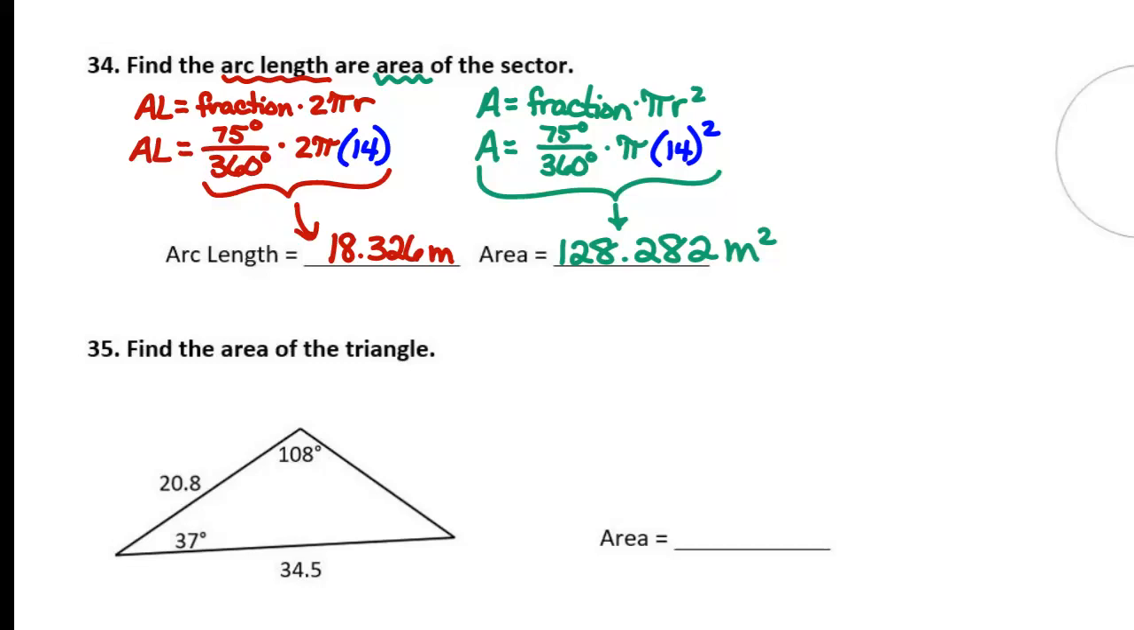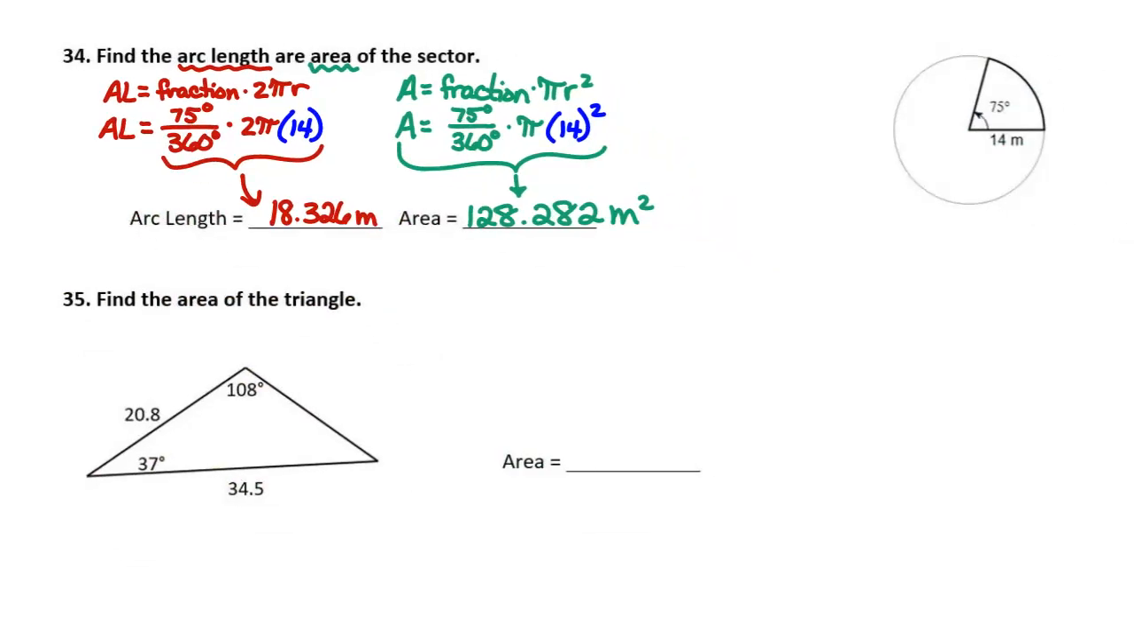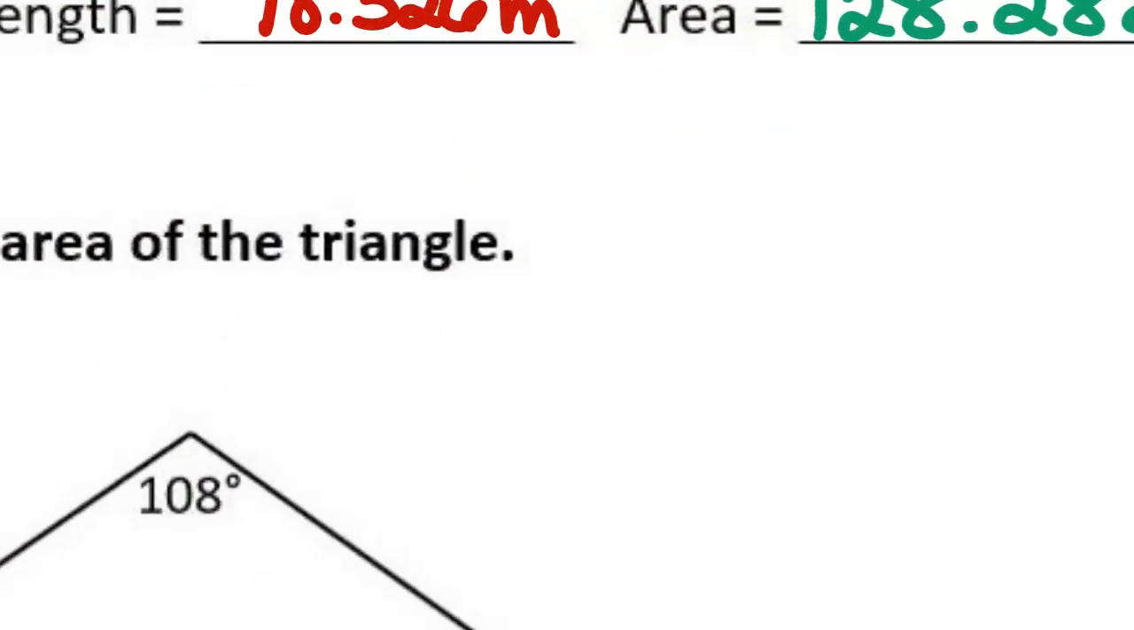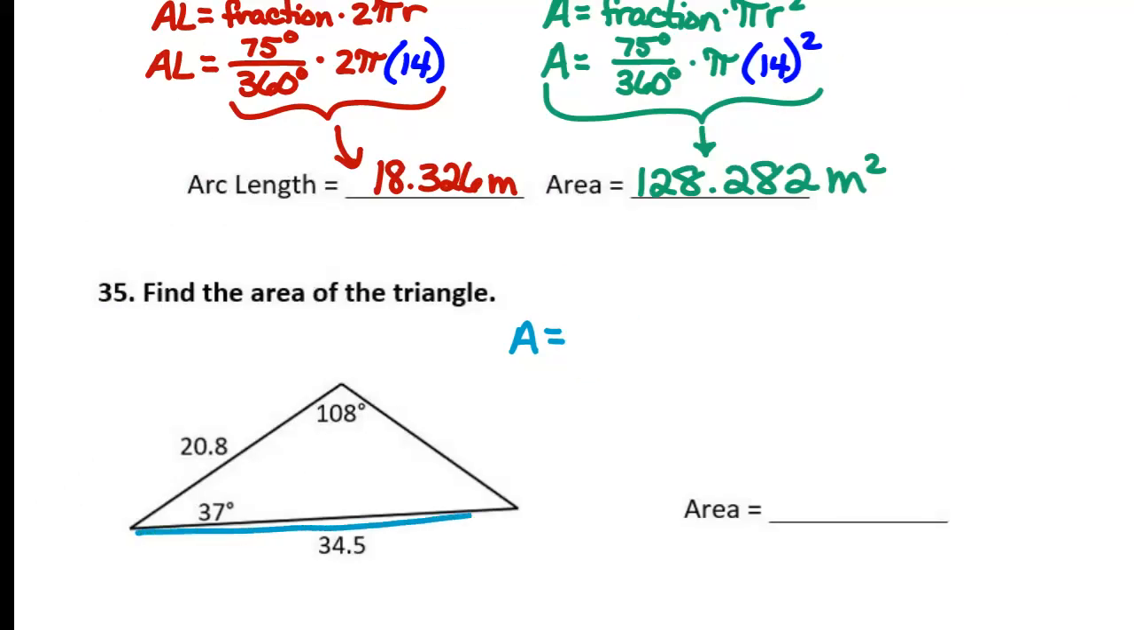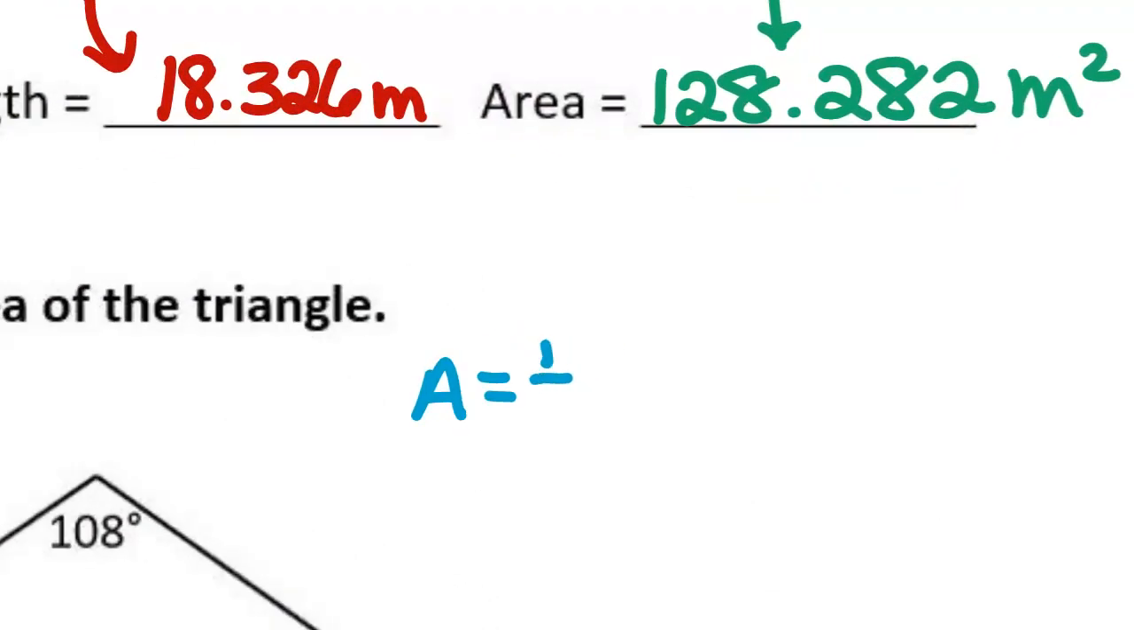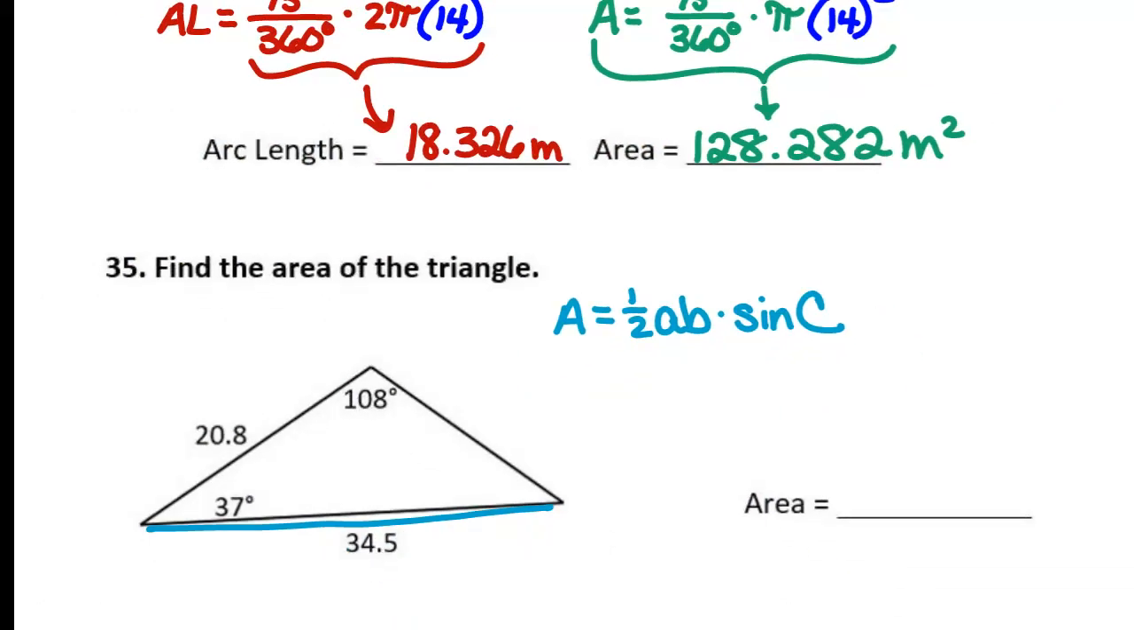What else would you guys like to see? 35? Absolutely. So we want to find the area of the triangle. I know how big the base is, that's 34.5, but I don't know how big the height is. So I can't use 1/2 base times height. This is 1/2 AB times sine of angle C.